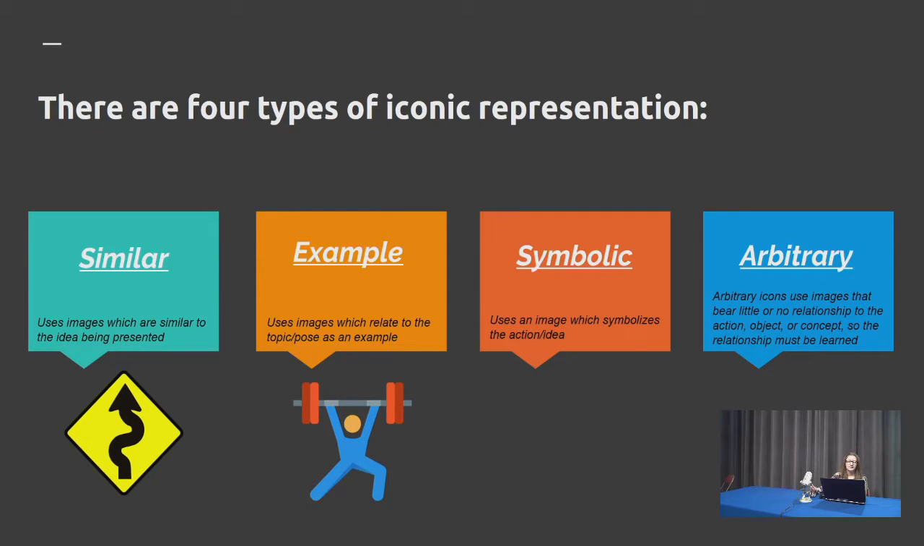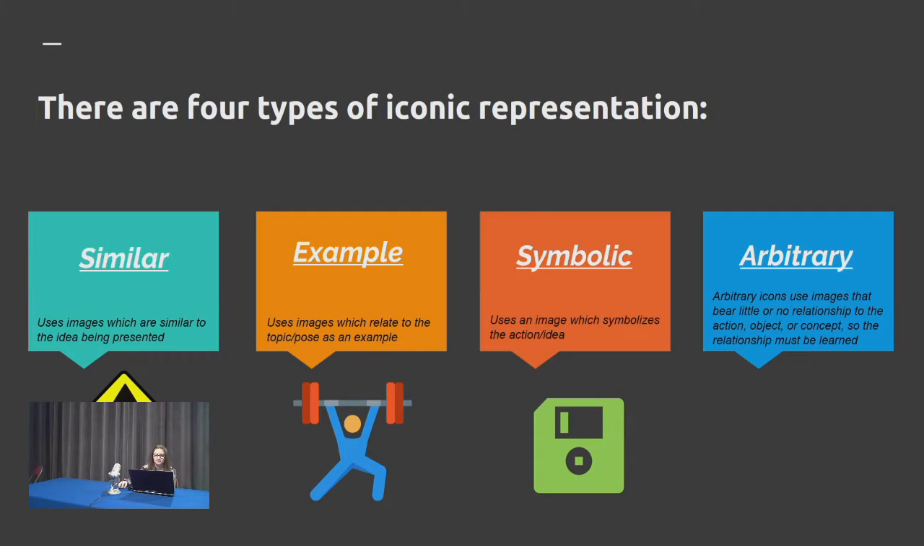And then we have example. So if you go to a gym or if you're looking for a gym, there's going to be pretty much pictures of dumbbells or people lifting weights. So stuff like that is considered an example of iconic representation. And then we have symbolic. So a picture like this represents a floppy disk, which we all know means save. So if you're working on a project or something and you're looking to save it, you look for that icon and then you know that's what you're doing.